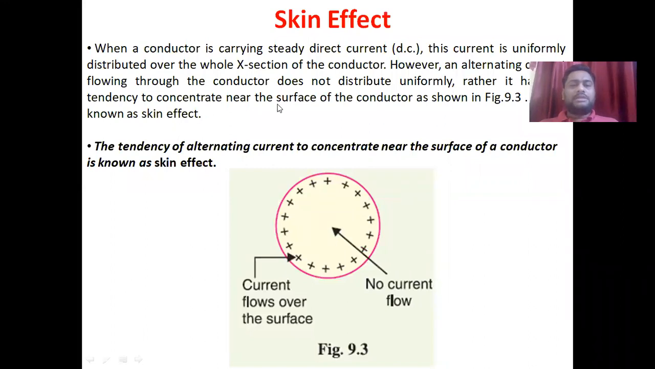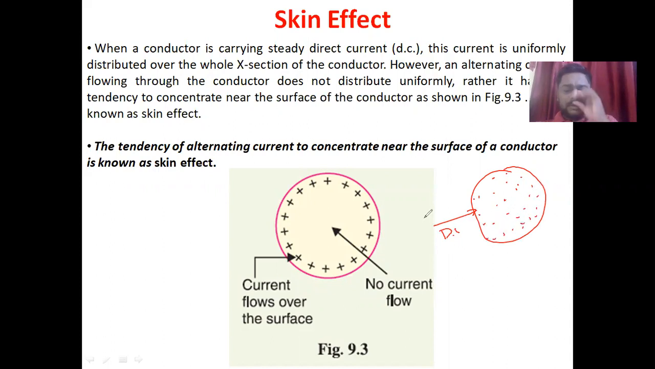When the conductor is carrying a steady state direct DC current, this current is uniformly distributed over the whole cross section of the conductor. Suppose we consider one conductor. This is the front view or side view of the conductor. Suppose DC current is flowing through this conductor, then the current is uniformly distributed over the overall cross-sectional area. But suppose the current flowing through the conductor is AC current.